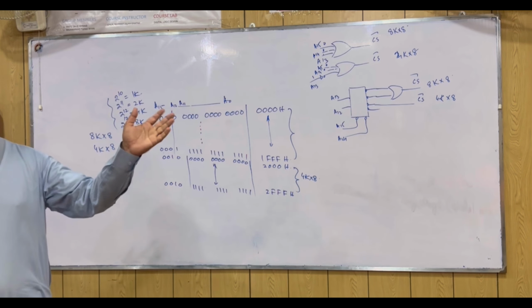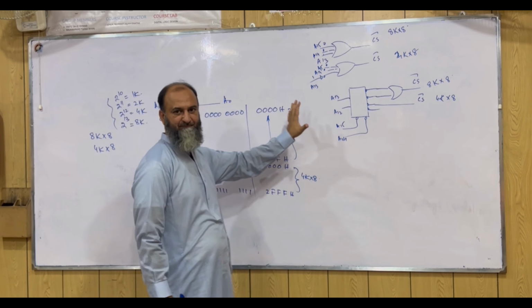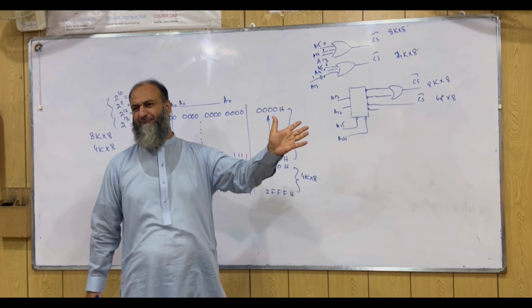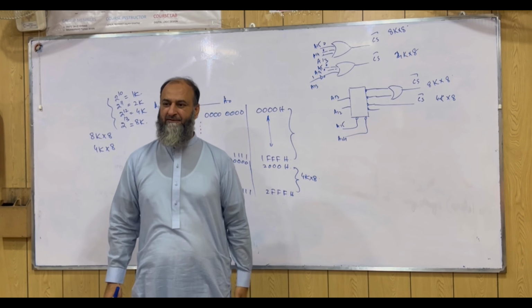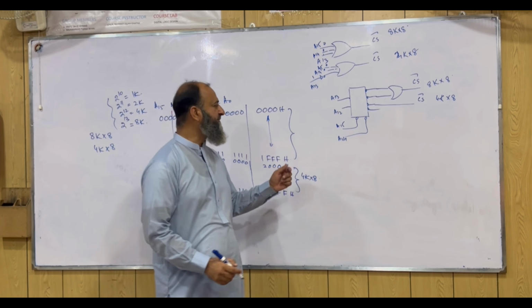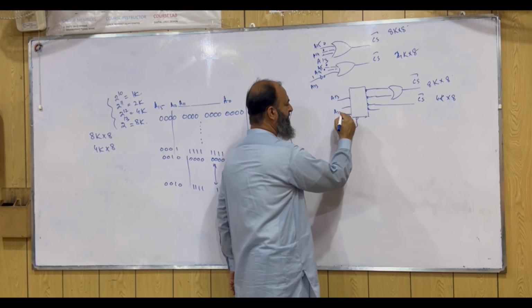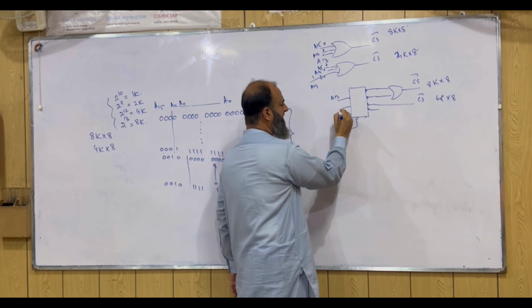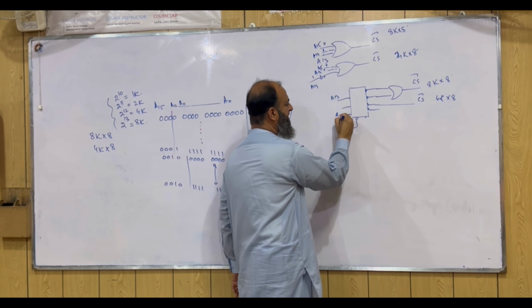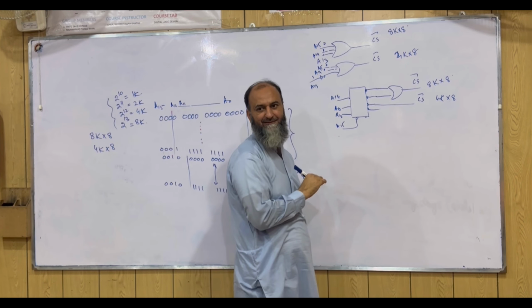So you simply use it. You can use other logic as well, for example a 3x8 decoder. How to do it with the 3x8? Let's do it with that too. For the 3x8, let's suppose I am going to use A12, A13, and we have A14.